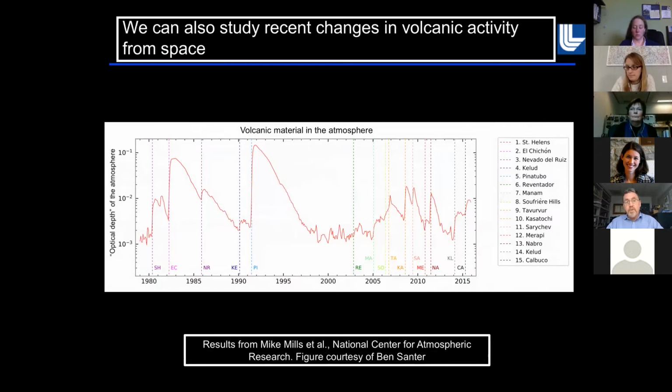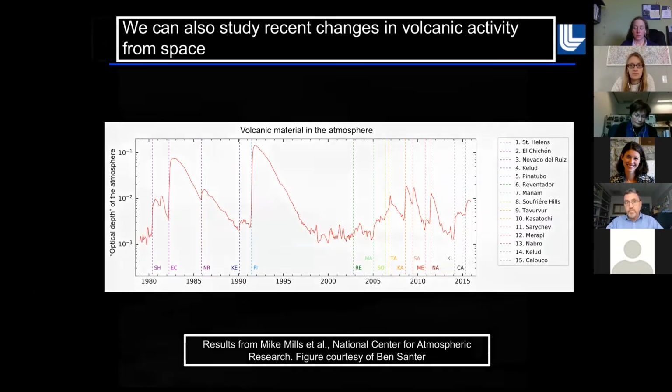For example, that blue line that you see there in about 1991 is the big change in the amount of volcanic material in the atmosphere after the eruption of Mount Pinatubo in the Philippines in June 1991. The spike in about 1982 is El Chichon in Mexico. So we have many different ways, ice cores, satellites, of studying volcanic effects on climate.